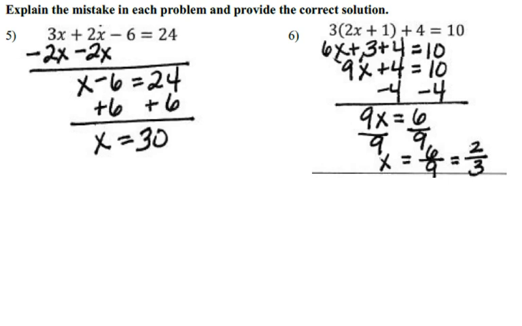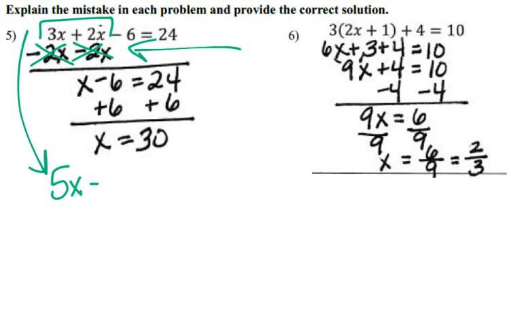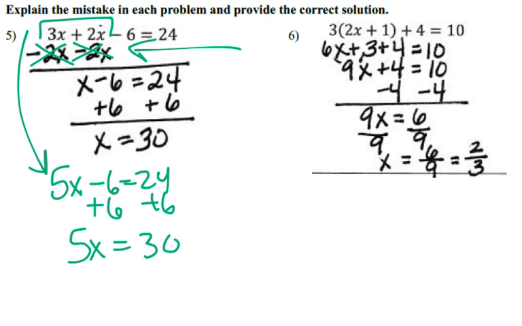Alright, so hopefully you found those mistakes. Okay, number 5. These two are on the same side, so you don't have to do the opposite. We only do the opposite when we're trying to undo something, not combining it. So that's where they made their mistake right there. Instead, we would go 3x plus 2x to give us 5x minus 6 equals 24. Add 6 to both sides, and you get 5x equals 30, divided by 5, and x equals 6.